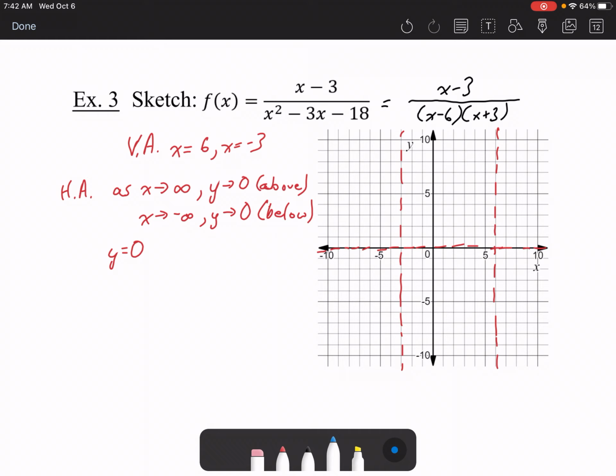Okay, so again, some intercepts. Let's see. I have an x-intercept. The numerator will equal 0 when x equals 3. So there's my x-intercept. My y-intercept: if I let x equal 0, I get negative 3 over negative 18, which is 1/6. So my y-intercept turns out to be (0, 1/6).